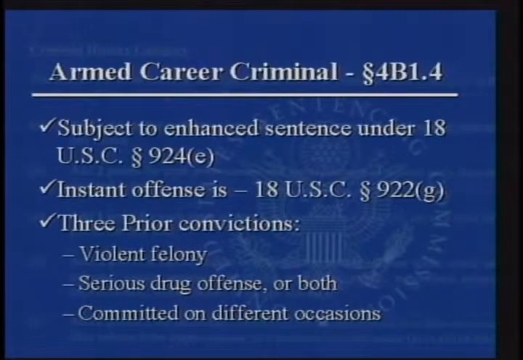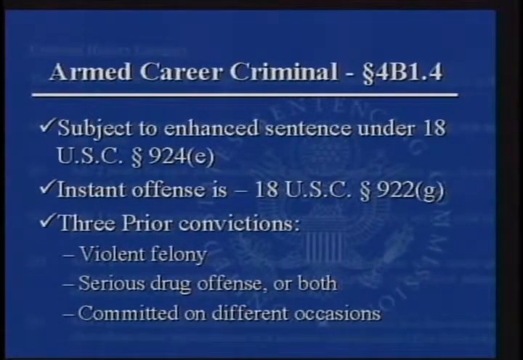Okay, so we've talked about career offender and how to determine the offense level and the criminal history category. Let's move on to guideline 4B1.4 and talk about armed career criminals. So we'll see that individuals who may qualify as an armed career criminal are slightly different from those who qualify as career offenders. First off, a defendant must be subject to an enhanced sentence under 18 United States Code Section 924(e), and the instant offense of conviction must be a violation of Title 18 United States Code Section 922(g) for the defendant being a felon in possession at the time of the instant offense.